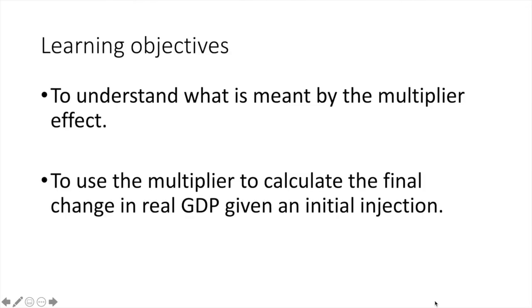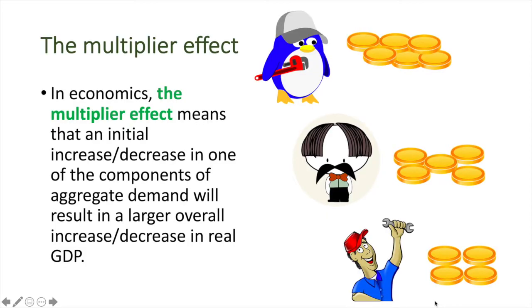In this video, you will learn about the multiplier effect and how to use a multiplier to calculate the final change in real GDP given an initial injection. In economics, the multiplier effect means that an initial increase or decrease in one of the components of aggregate demand will result in a larger overall increase or decrease in real GDP.